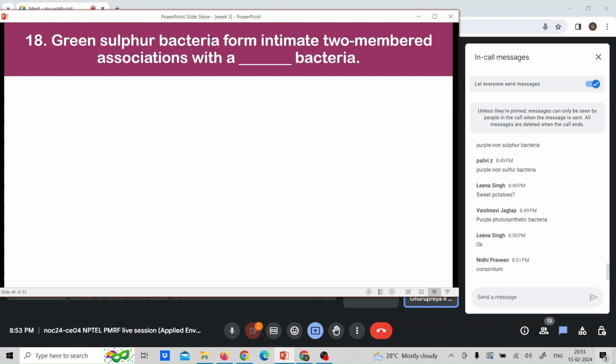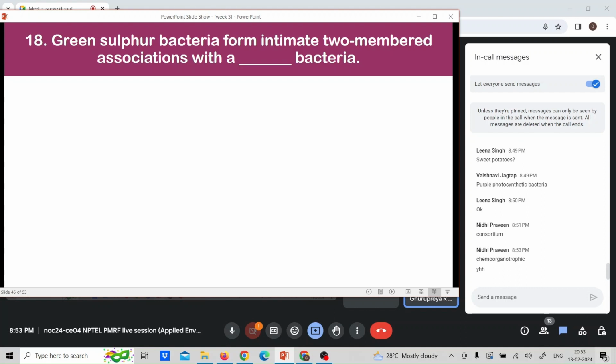Okay, with that one response that I got, Nidhi Praveen, what is a consortium bacterium, by the way? Did you read the entire statement given there? Green sulfur bacteria form intimate two-membered associations with a dash bacteria. I guess you just saw intimate two-membered association and then gave consortium because it was missing in the question. Right, that happens. Okay, so chemoorganotrophic bacteria, and as you told, I also mentioned that word in the answer. This intimate two-membered association can also be called a consortium.